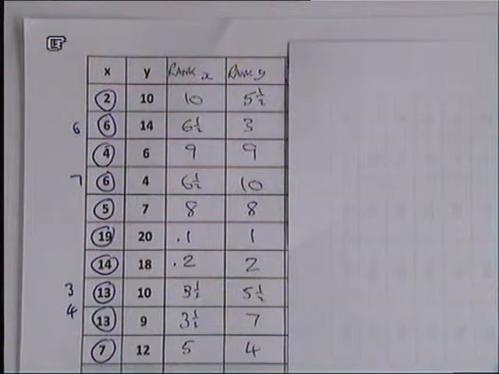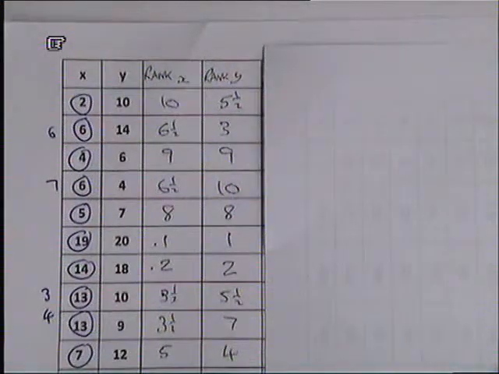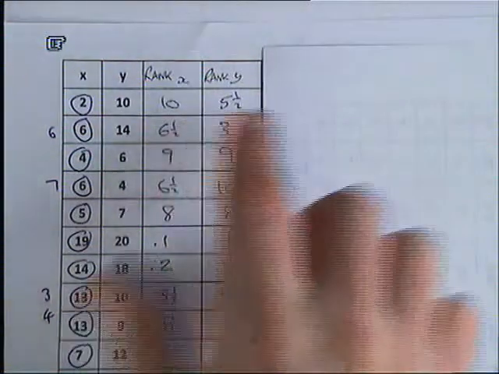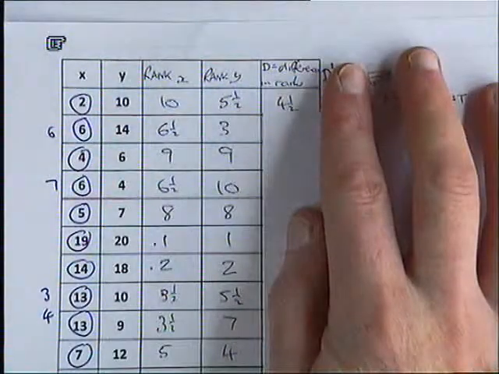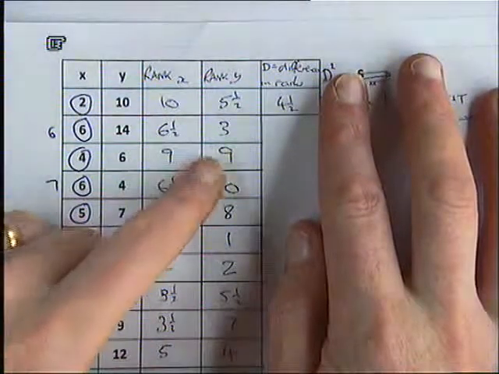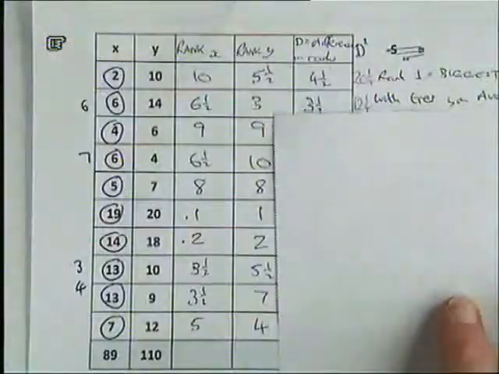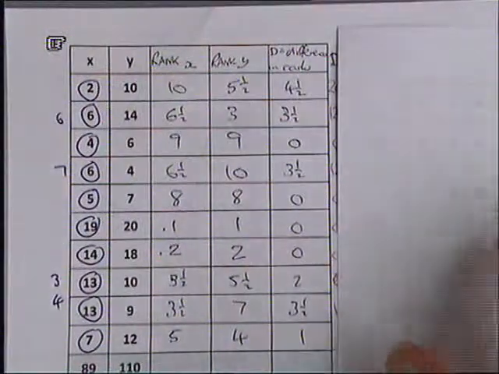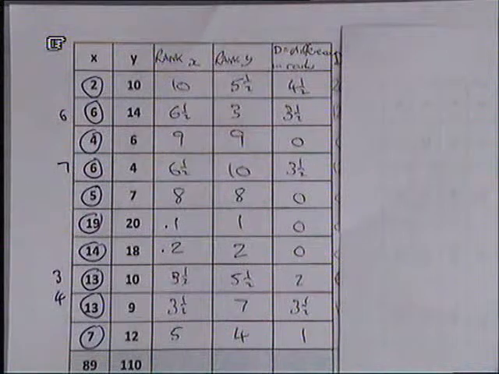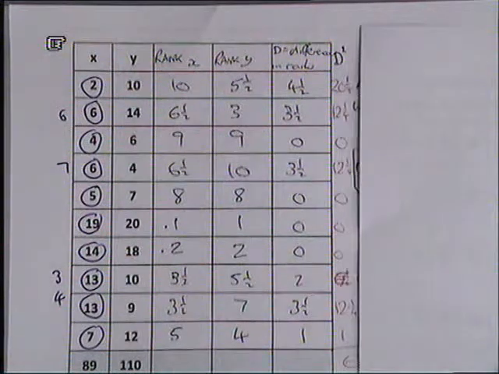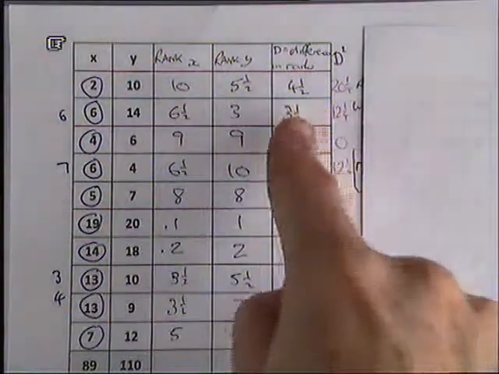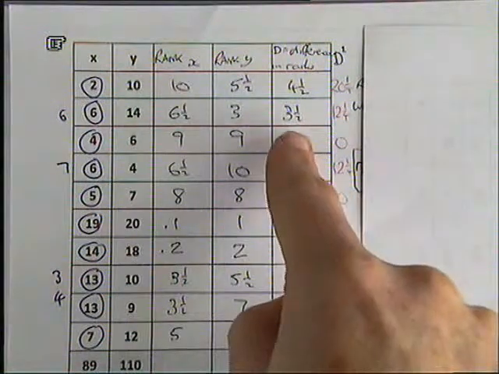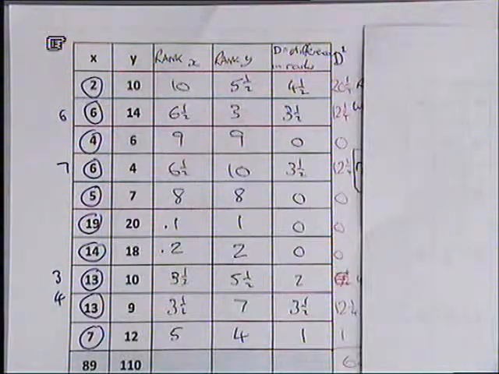So you rank your X numbers, you rank your Y numbers, and then you work out the difference in their ranks. So the difference between 10 and 5.5 is 4.5. The difference between 6.5 and 3 is 3.5. So that's the d number, the d for difference. You just find the difference between the ranks on each row. And then the formula we had earlier had a d squared in it, so each of those differences you square. So 4.5 squared is 20.25, 3.5 squared is 12.25, and then you have virtually everything you need for your formula.